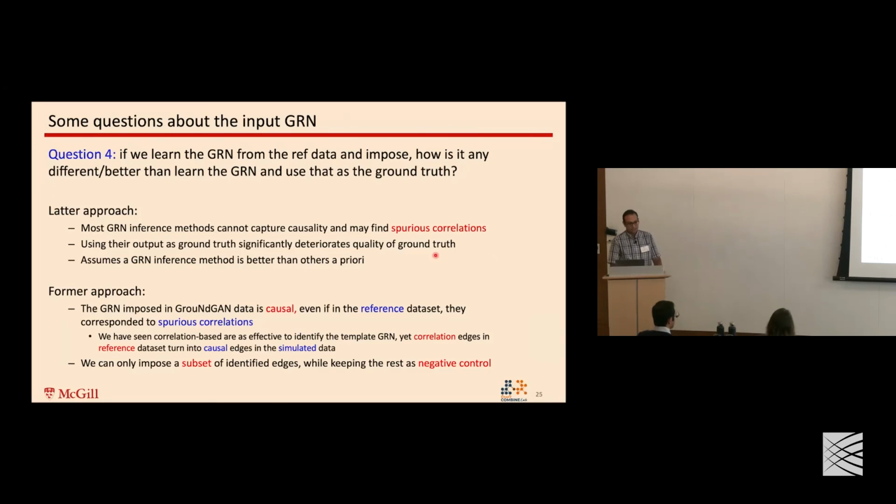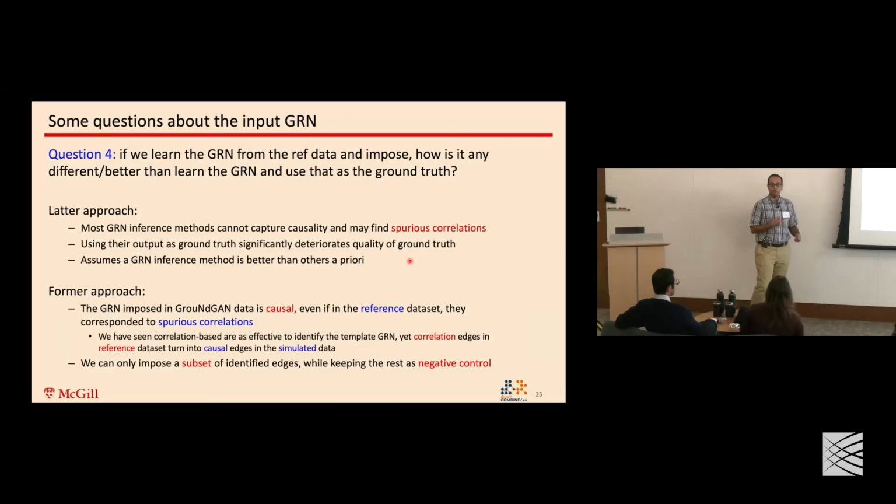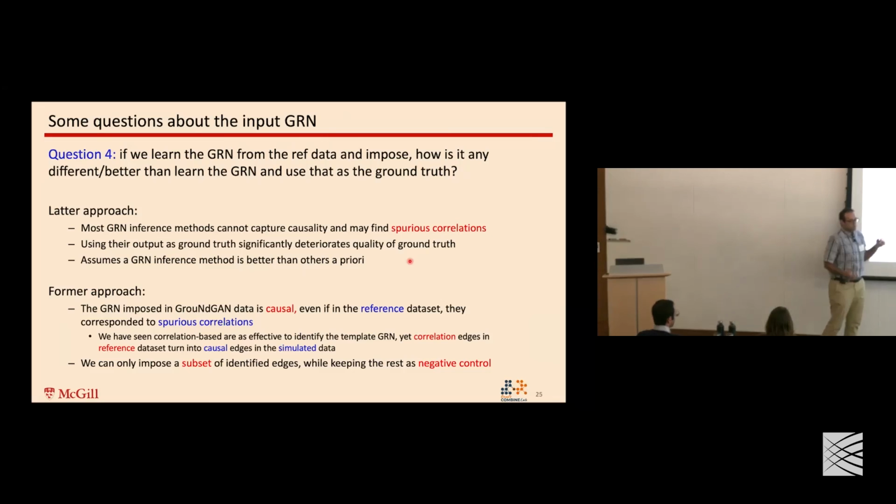So the answer is that if we simply learn a GRN from the reference data and treat that as the ground truth, first of all, the edges that we find may not be causal edges. They may have a lot of spurious correlations. In fact, most GRN inference methods are not causal inference methods. They may find simple correlations. And treating that as the ground truth will basically lead to a ground truth that is very erroneous. Also, such a method will assume that a specific GRN inference method is superior to the others a priori because we are treating its output as the ground truth.